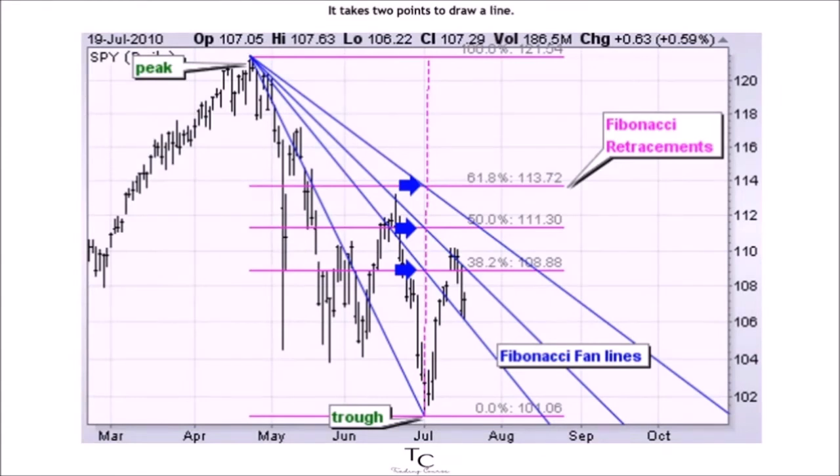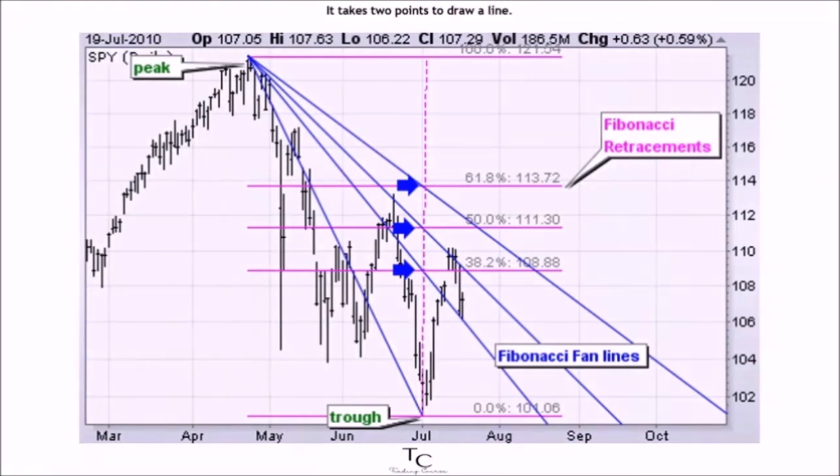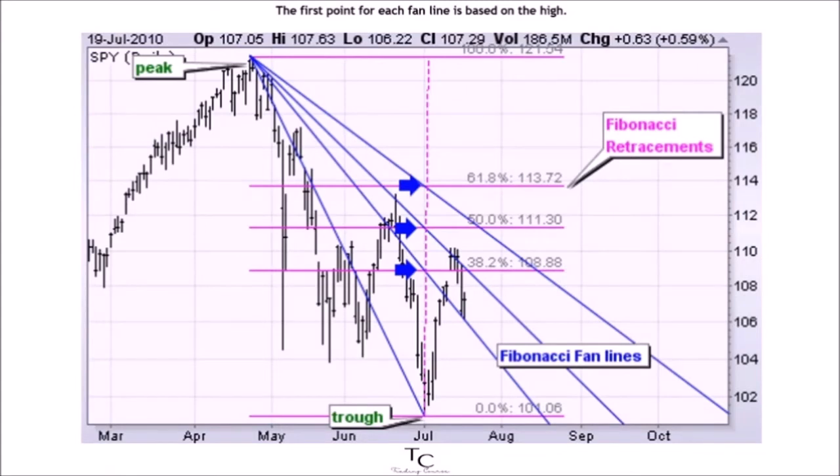It takes 2 points to draw a line. The first point for each fan line is based on the high. The second points are based on the Fibonacci retracements. Notice how the Fibonacci fan lines start from the peak and pass through these Fibonacci retracements, shown by blue arrows.